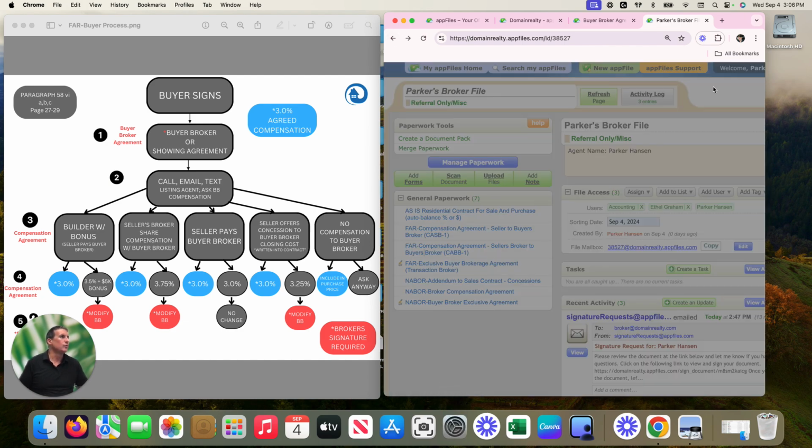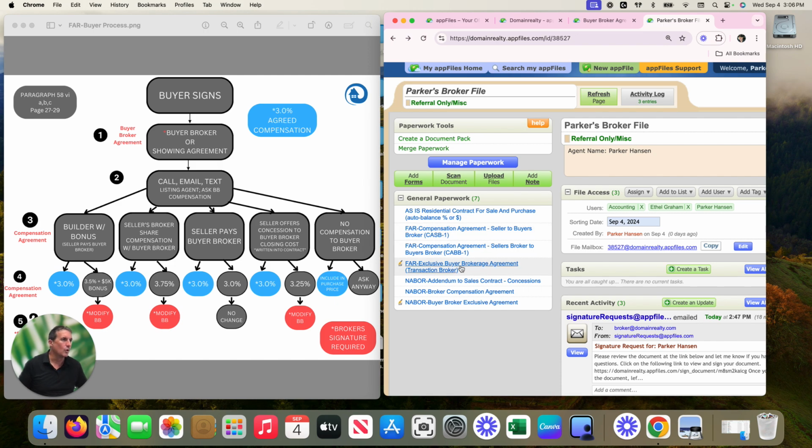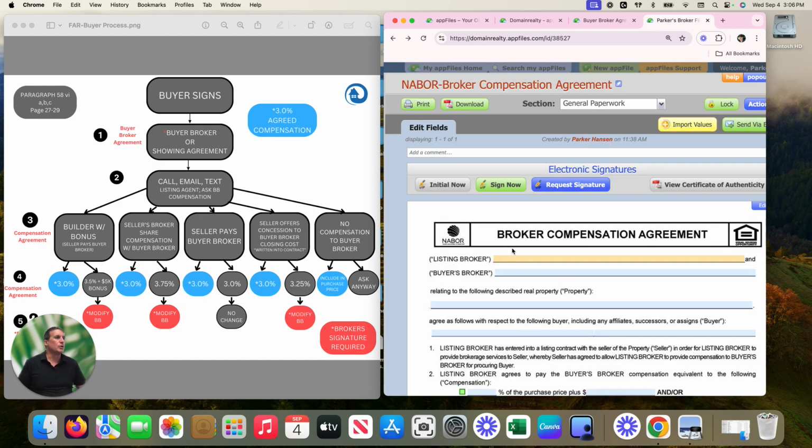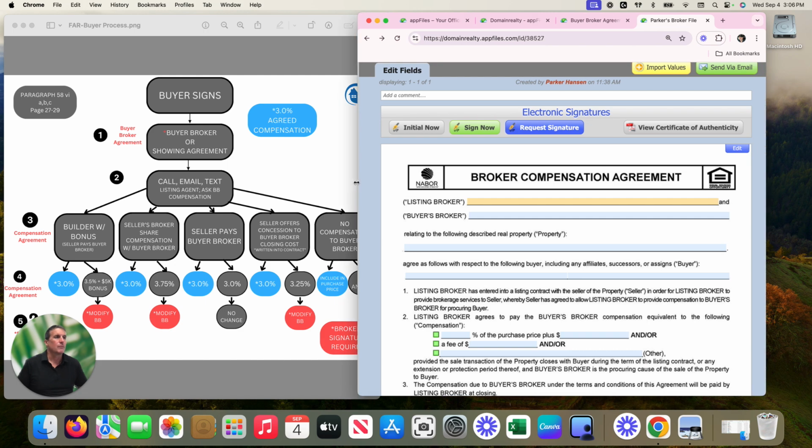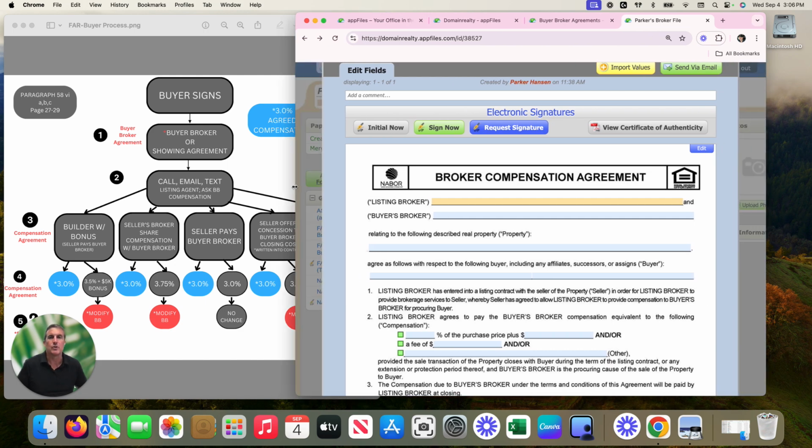You can also use, over here, the NABOR broker compensation agreement. You can use this one. It means exactly the same thing. These two forms, you can use the NABOR forms along with the FAR forms. It doesn't matter. Why? Because look at who the agreements are with. They're with the listing broker and the buyer's broker.